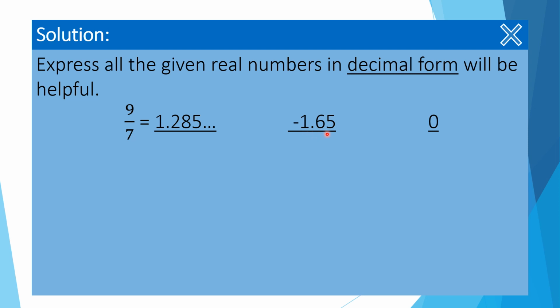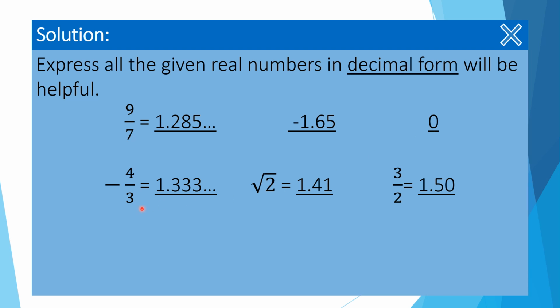Negative 1.65. And then, yung given na 0, negative 4 thirds is equal to negative 1.333 and so on. Square root of 2 is equal to 1.41, and the last one is 3 halves or 3 over 2 is equal to 1.5. Okay, so i-arrange na natin yung given numbers.